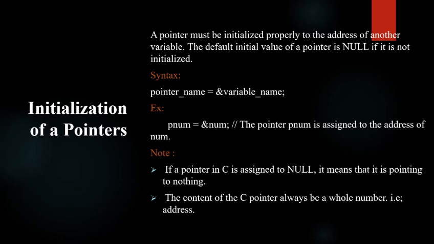Initialization of a pointer. A pointer must be initialized properly to the address of another variable. The default initialization value of a pointer is null if it is not initialized. Let us see the syntax. Pointer name is equal to ampersand variable name. Let us see an example. pnum is equal to ampersand num, where pnum is assigned the address of num. We need to note that in C language, a null pointer means that it is pointing to nothing.